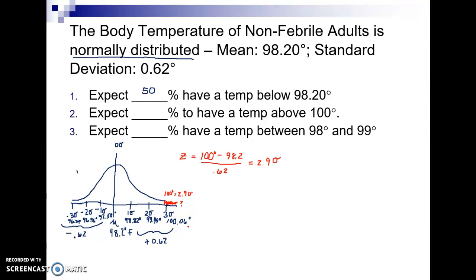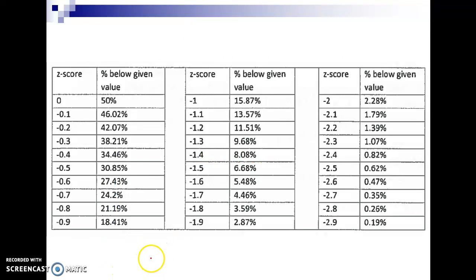Well, in order to answer that, I have to go and look up what a z-score of 2.9 translates to. So I look at my table. I know that I can use the same numbers for the negatives and the positives because of the symmetry. So I look up negative 2.9 and I get 0.19%. Now when I look at the label up here, it says the percent below the given value, but because I'm dealing with a positive, it is also the percent above the given value.